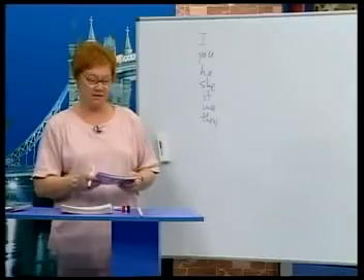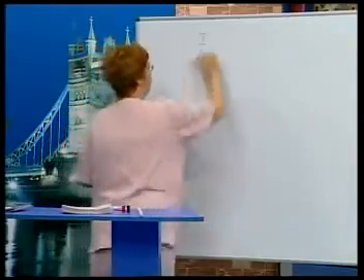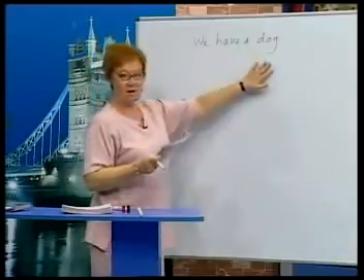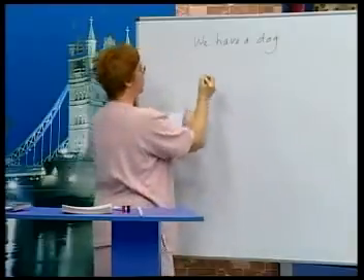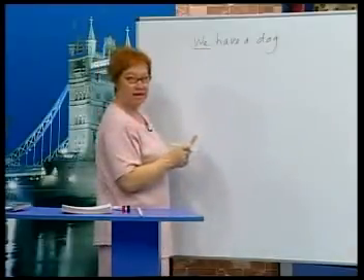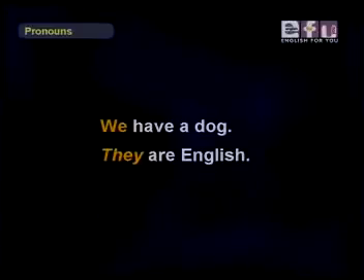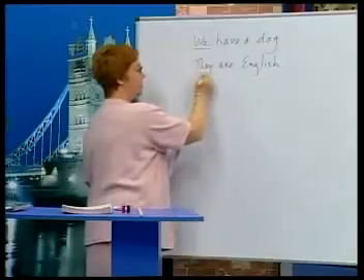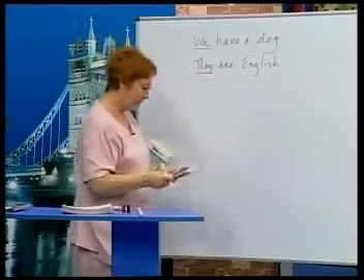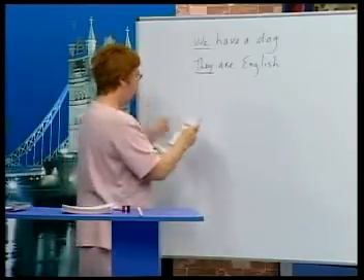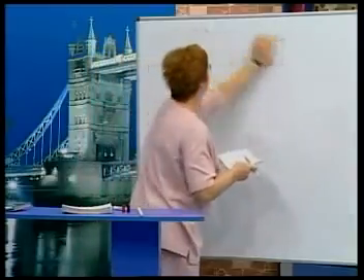We can use the pronouns to talk about the subject. Let's look at this. We have a dog. We have a dog. All right? And here we have we, the subject pronoun. Okay? They are English. They are English. And here they is the subject pronoun. Okay? Now, we can also use pronouns to talk about objects. So we're going to look at some object pronouns now.